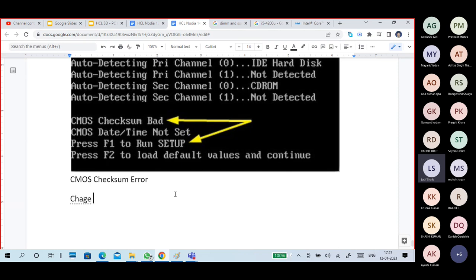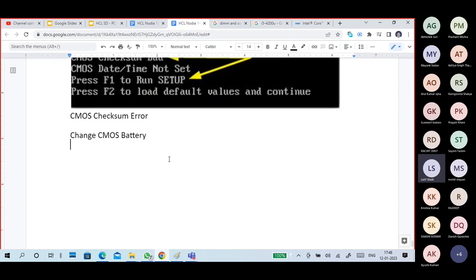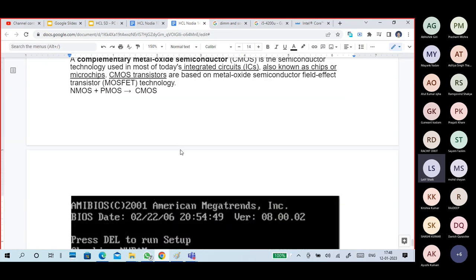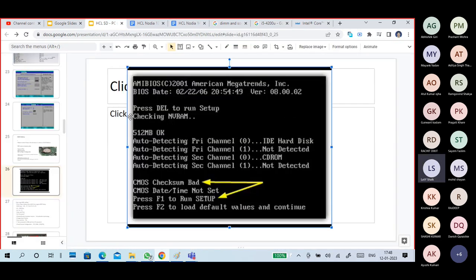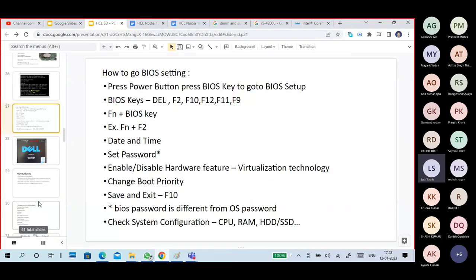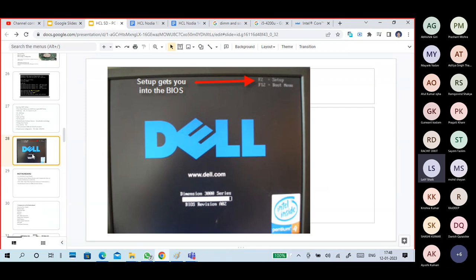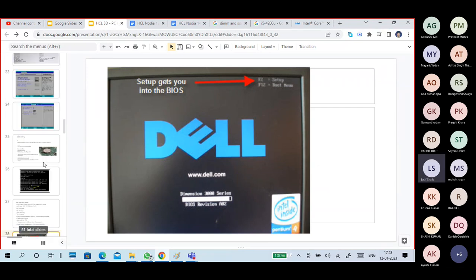It is time for a change. Yes, the CMOS battery. Change your CMOS battery. Go to the market and ask for a CMOS battery. The cost is around 10 to 20 rupees. Some people want to steal your money, they tell 50 rupees. Of course, maximum people are there. Okay, guys, this is all about your CMOS.